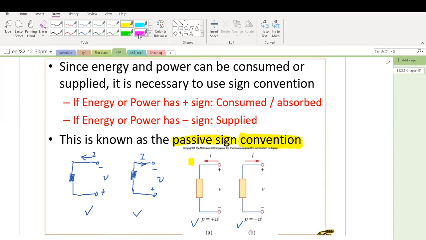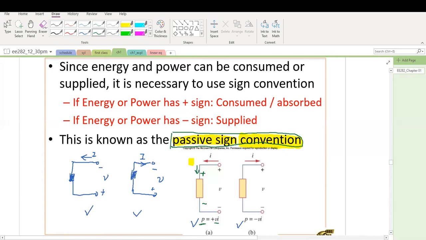Let me change to a different color. If I mark this terminal's voltage, this is positive, this is negative. As far as the device here, this is positive, this is negative, right? These are equivalent. The current is flowing through the positive sign of the voltage. So if I mark it in this way, this is the passive sign convention. Then the power equals V multiplied by I. If not, the power equals negative V multiplied by I.